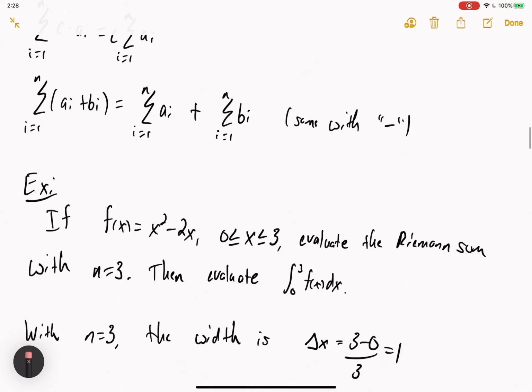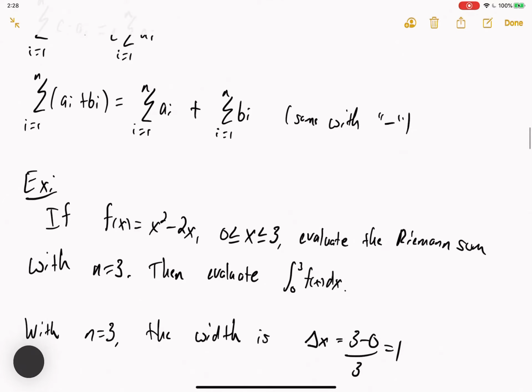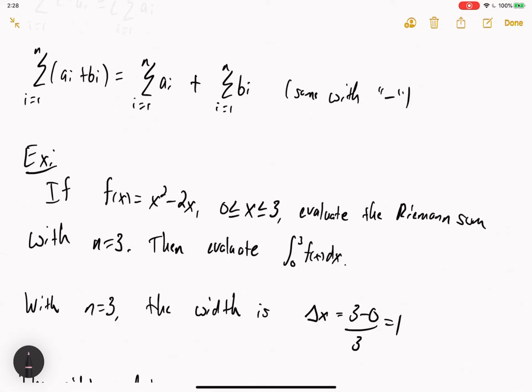It doesn't really matter how you add things up. Addition is kind of commutative. So if you're ever doing any finite sum like that, if you're only doing a finite number of things, then you could just break it up.